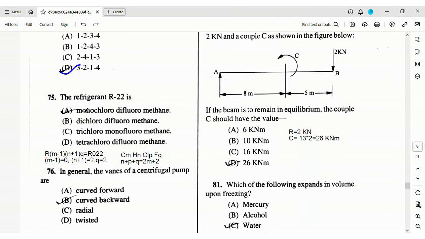The refrigerant R22 is. So here we can write R22 as R022. Now we have the equation R m minus 1 n plus 1 q equals R022. So from this equation we can relate m minus 1 equals 0. So m equals 1, n plus 1 equals 2, so n equals 1 and q equals 2. So from this equation we can get the value of p.